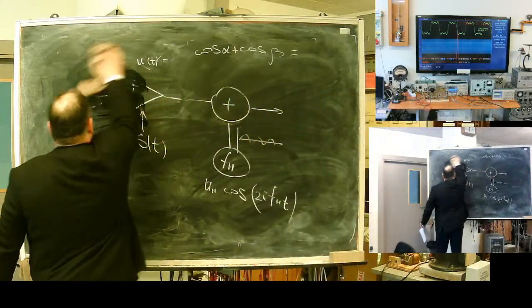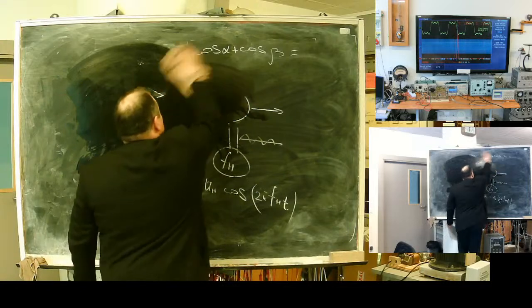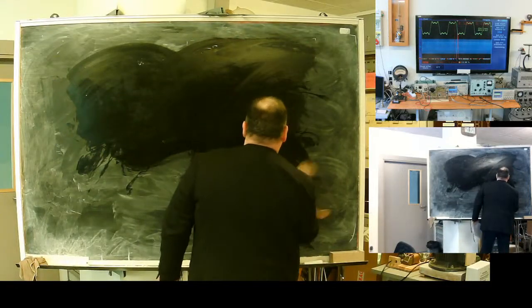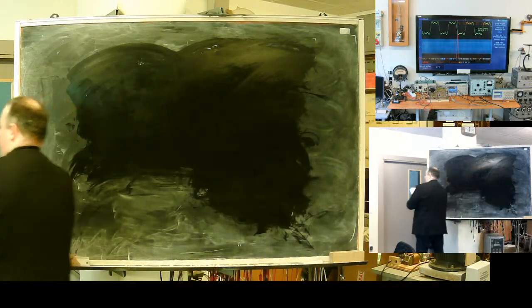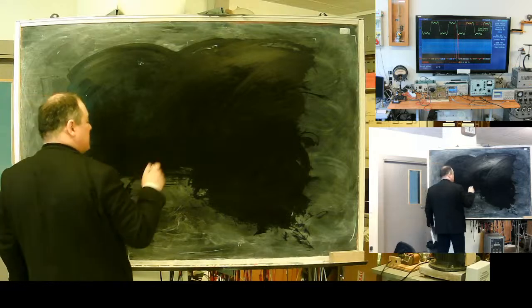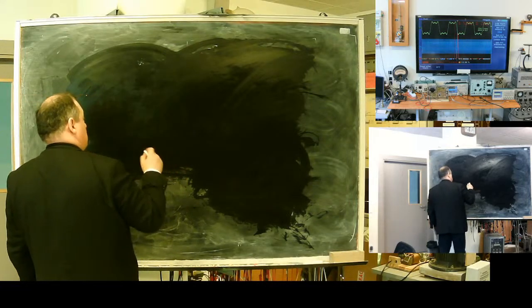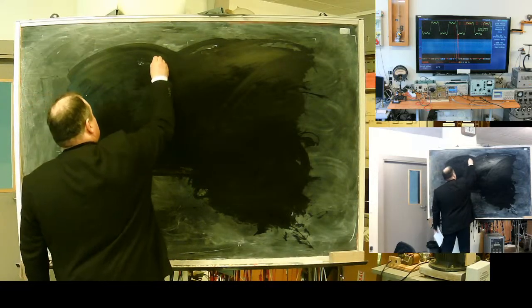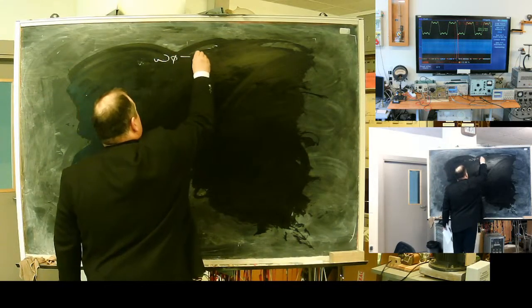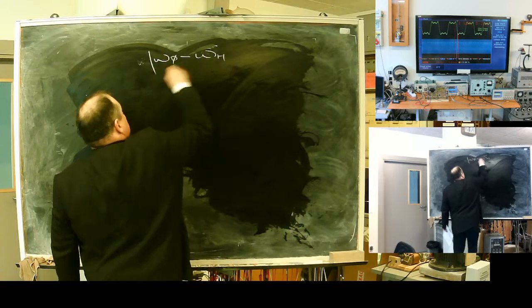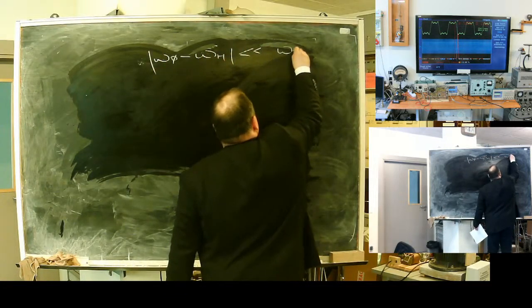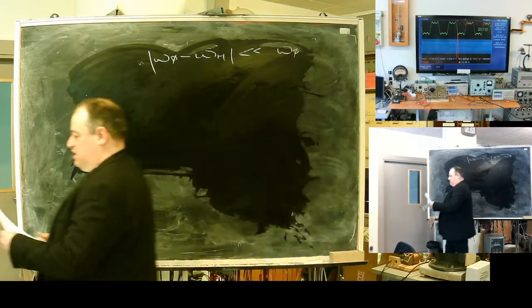Idea. See? One second, I'll show one thing. Let's assume what? Omega 0 minus omega h is much lesser than the omega 0. But they are quite near.